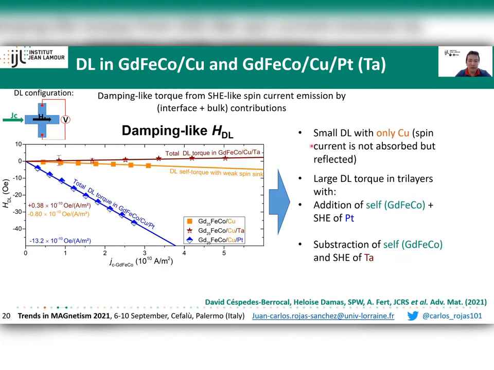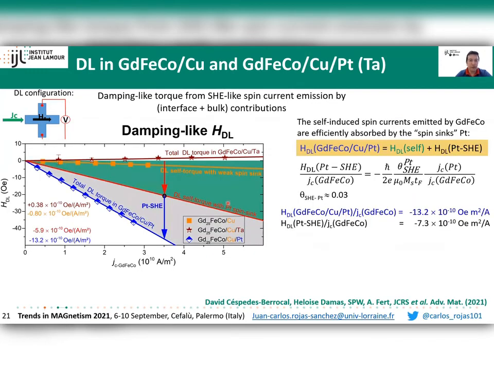I mean, there are different ways to compute the spin-orbit torque of gadolinium iron cobalt by combining these two results, but I will use only the case of platinum because we know the spin Hall effect in our platinum layer. So let's rewrite this condition here. The total damping-like field in this three-layer is the addition of the spin-orbit torque plus the contribution of the spin Hall effect of platinum.